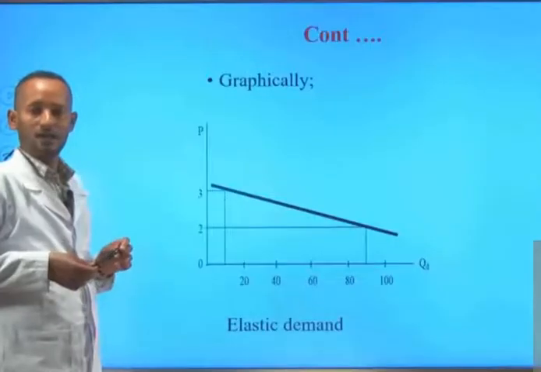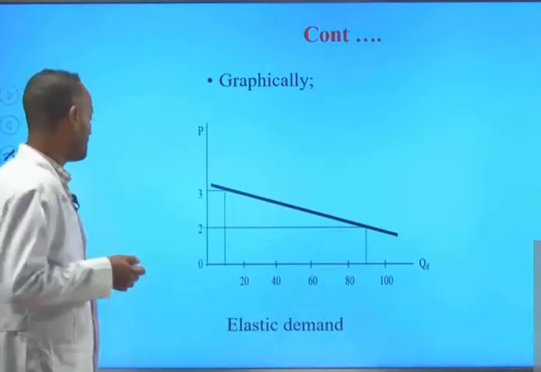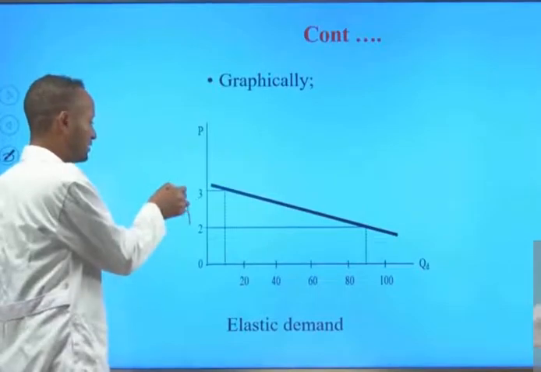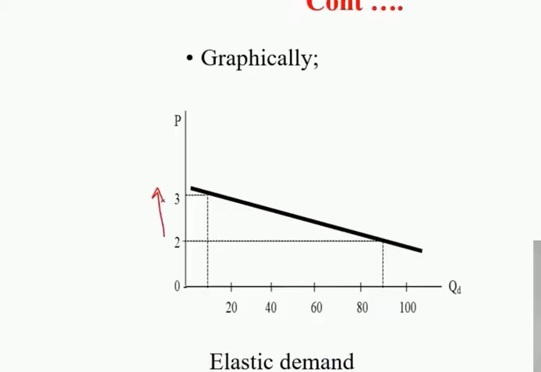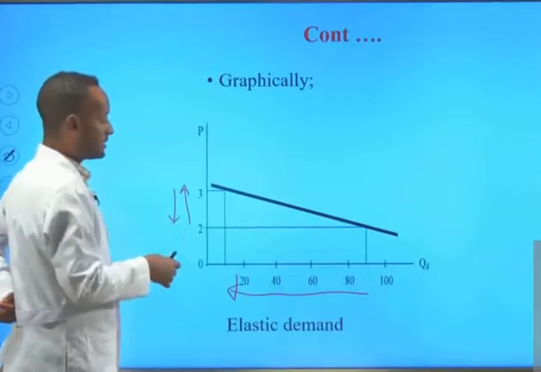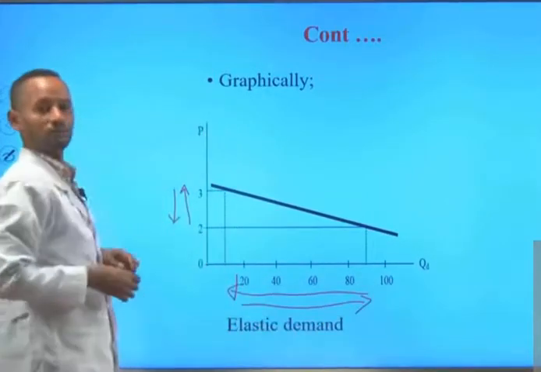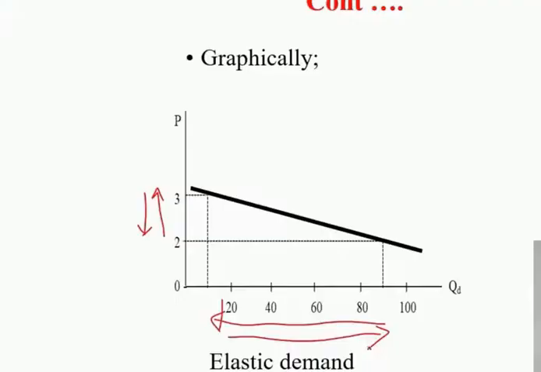Graphically, the elastic range of price elasticity of demand is a flatter demand curve. For example, the price increased from 2 to 3. This is a little increment in price, but the resulting decrement in quantity demanded is from 90 to 10. That means the buyer is very sensitive or very responsive. In contrast, if the price declines from 3 to 2, the reduction in price is too small, but the increment in quantity demanded is too large. It is from 10 kg to 90 kg.